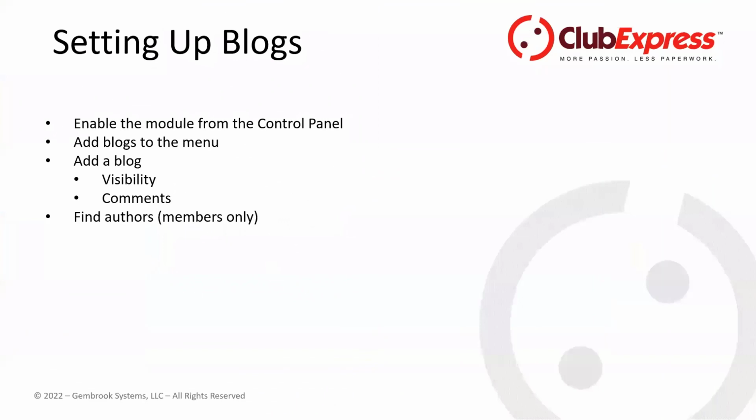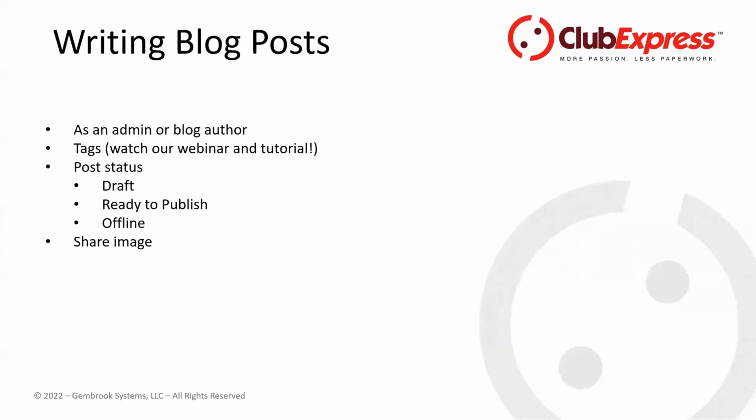So let's take a look at what we've talked about so far. We've talked about enabling the module. We have talked about adding our blog option to our menu. And we've taken a look at adding blogs and authors. We wrote a post as an admin or a blog author. So remember that there are a lot of different spaces that you can go to in order to find your own blog posts. Remember to watch our tutorials on tags.